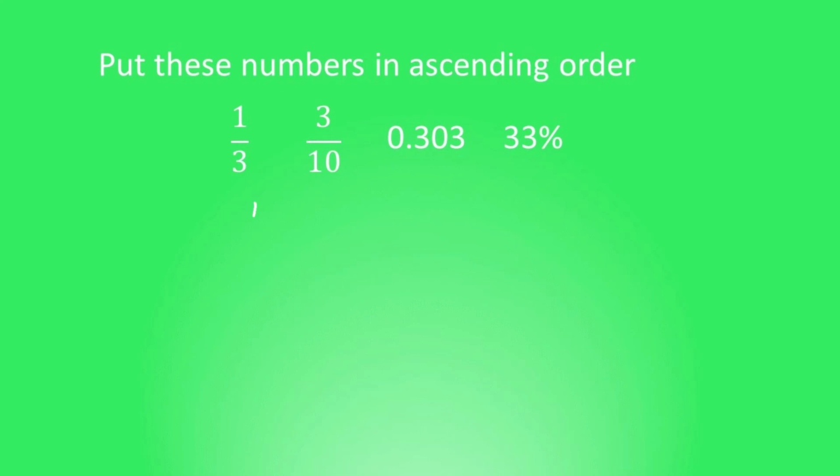So I know that 1/3 is equal to 0.3 recurring, 0.33333 forever, okay? So 1/3 is equal to 0.3 recurring. I know that 1/10 is equal to 0.1, 2/10 is equal to 0.2, and so 3/10 is equal to 0.3. The next one is already a decimal, 0.303, and then 33%, I'll put that over here, that is equal to 0.33. To convert from a percentage to a decimal, you just divide by 100.